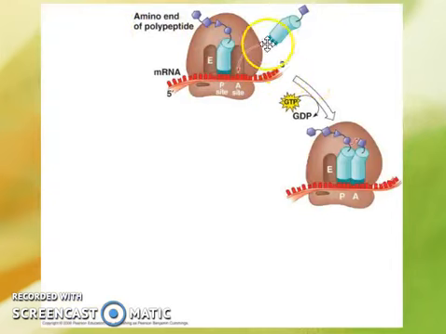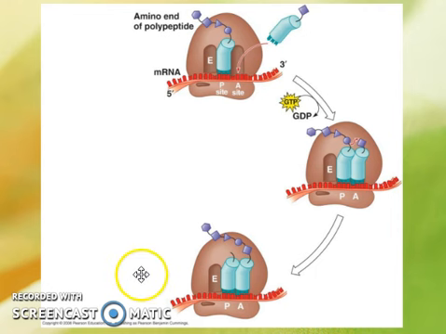So we add GDP, we get a tRNA in the A site, and we've got a polypeptide sticking off the tRNA on the P site. Okay, so now we get our bond formed across between these amino acids. When that bond happens, the connection to the tRNA in the P site is broken, and our polypeptide chain just gets a little bit longer.